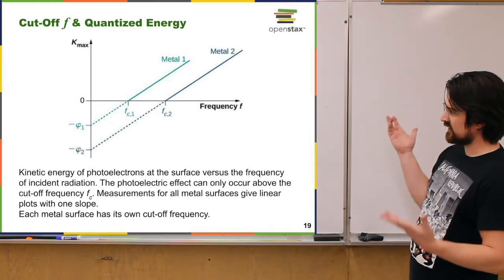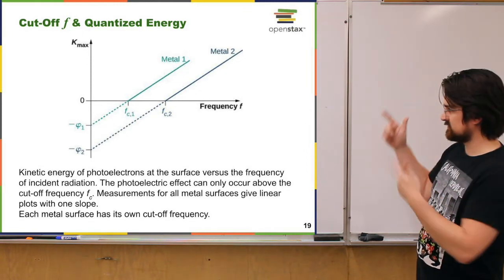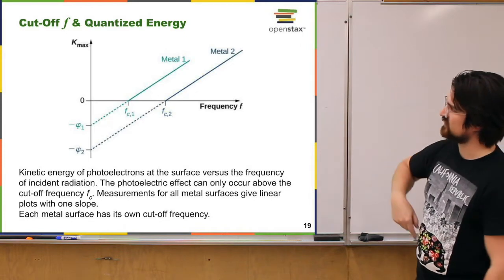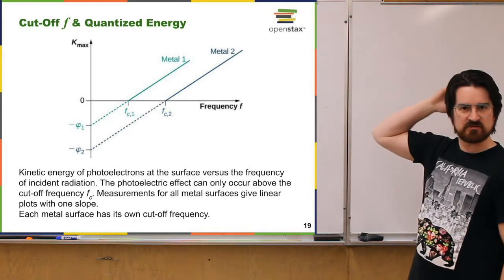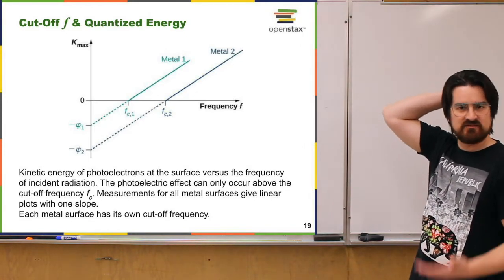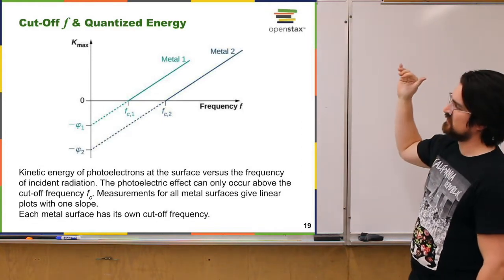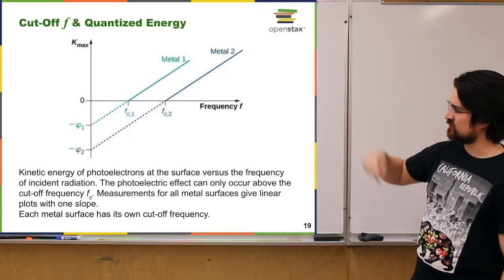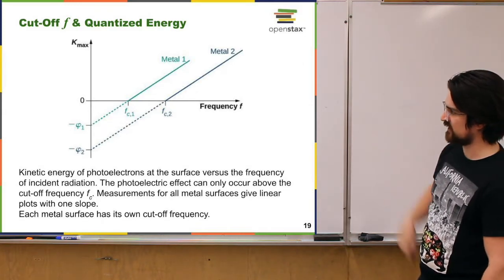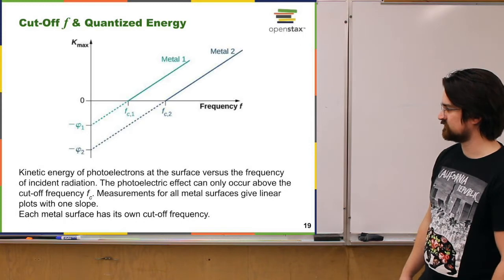Then that line has this y-intercept. Right? So you extend these things. The maximum kinetic energy can't be negative in actuality, we just have positive kinetic energy. But if you extend these lines down, then you see where this intercept is, this phi 1 and phi 2.